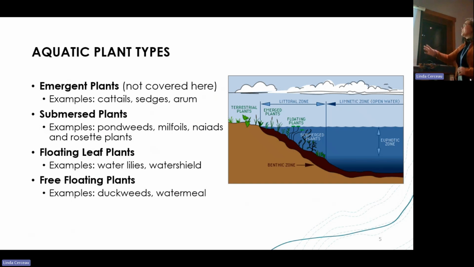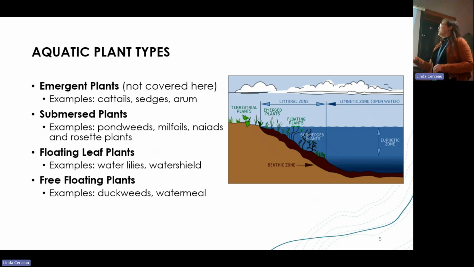These plants are more than likely going to occur in the littoral zone. Typically in a lake setting, that's within about 10 to 14 feet deep. Anything deeper than that, typically you're not going to have plants growing. However, that's a different story if you're in the Adirondacks. I've seen plants grow up to 25 feet deep in water.